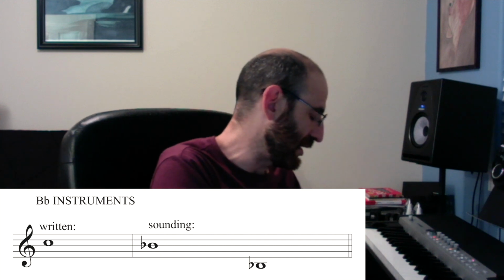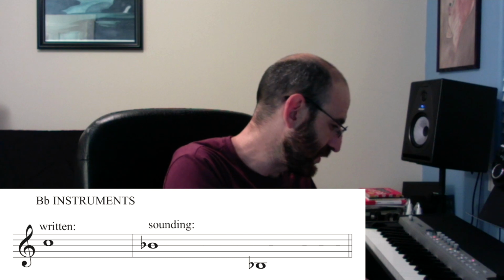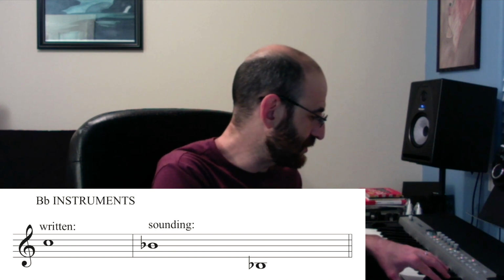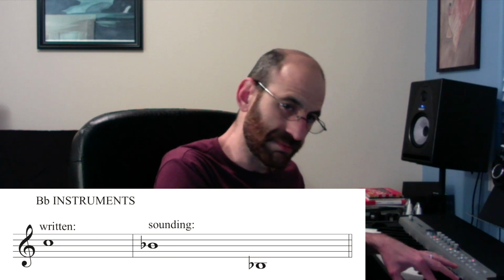Trumpet, flugelhorn, clarinet, soprano saxophone, they sound a major second lower than written. Bass clarinet and tenor saxophone sound a major ninth lower than written, right? And an octave plus a major second is a major ninth. So when a tenor saxophone sees their C, it sounds like this B-flat, right? So it's a major ninth.